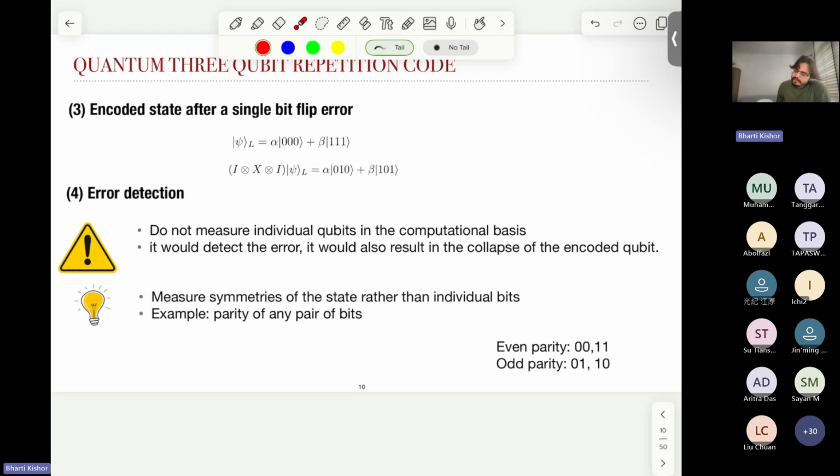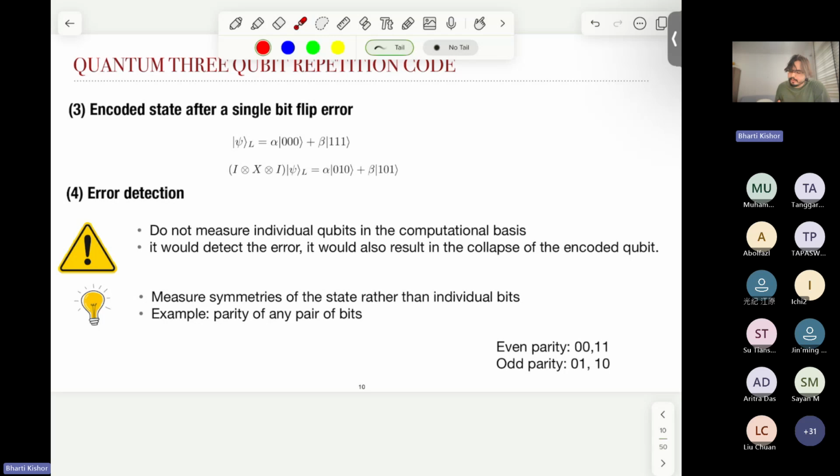let's look at the encoded state after it goes through a single bit flip error. So let's say the state is alpha 00 plus beta 11. That's your encoded state. Now, a single bit flip error can be the action of some operator like identity tensor X tensor identity. So for example, it takes your alpha 00, and since it's acting on the second qubit, it becomes alpha 010, and this beta 11 will become beta 101. So that's how the encoded state looks after a single bit flip error.